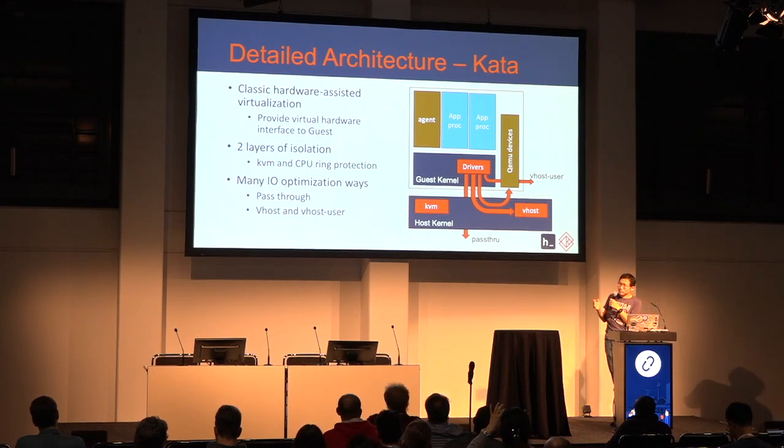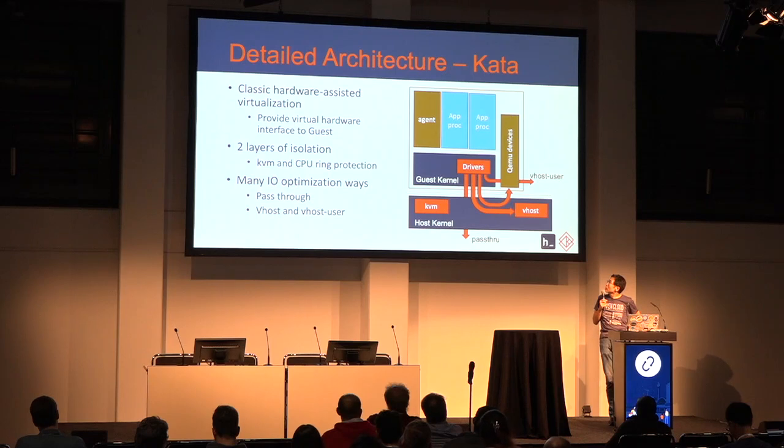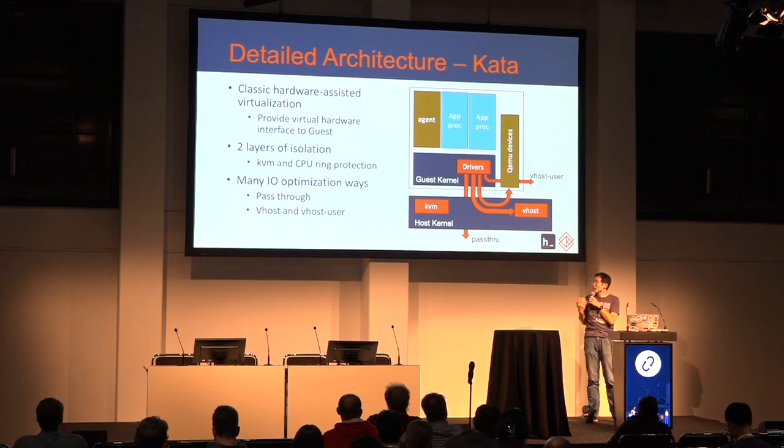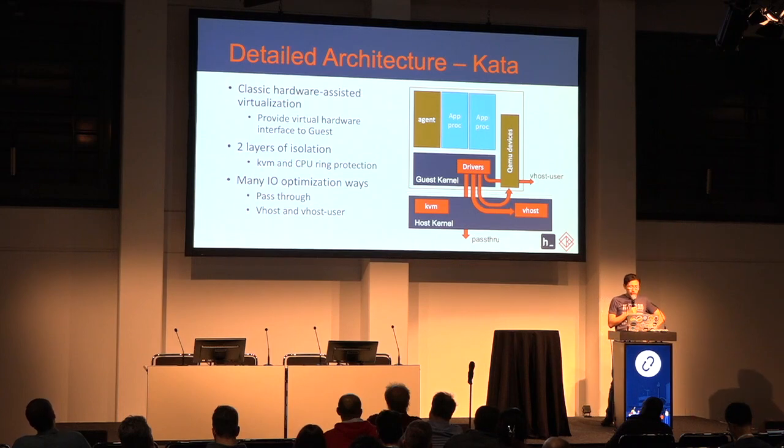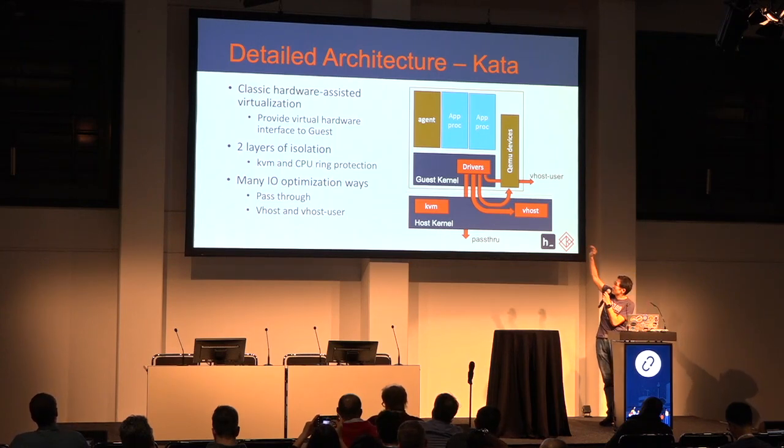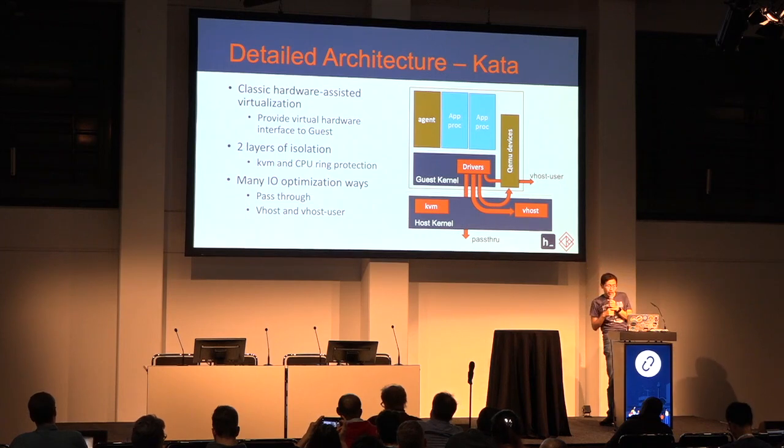The VMM provides a virtual hardware model interface to the guest, so the guest kernel runs on top of the hardware instruction sets. So there are two layers of isolation. The first layer is about KVM, and the second layer is in the guest. That's ring zero and ring three.